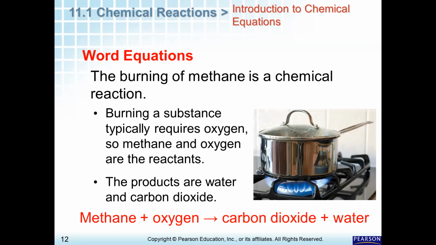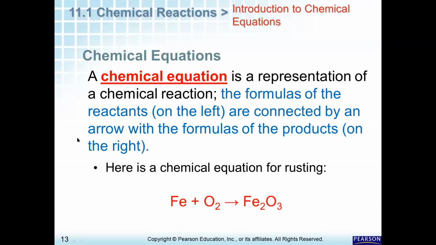This is another good example. There are two reactions actually going on here. The first one is the burning of the gas. That is a reaction between the methane gas and the oxygen in order to produce carbon dioxide and water. But there's a reaction going on inside because you're cooking something. And that is another reaction. But the energy produced from the first reaction is used in the second reaction to make whatever you are cooking. So, what is the difference between a word equation and a chemical equation?